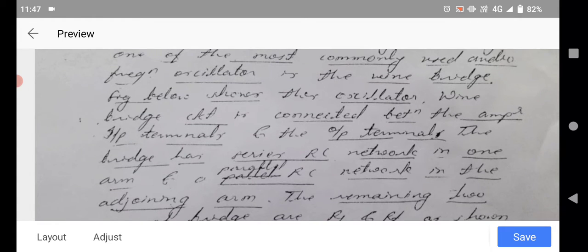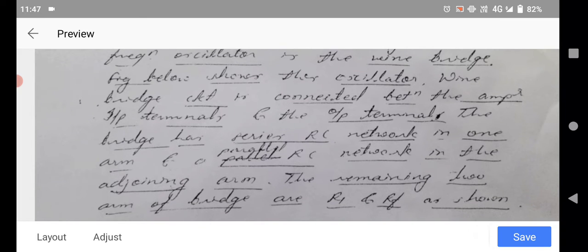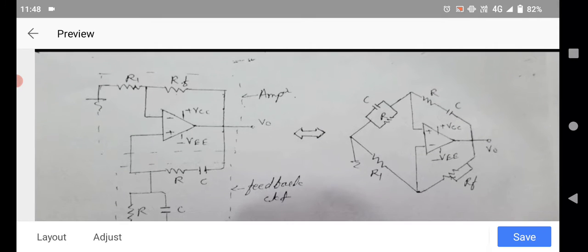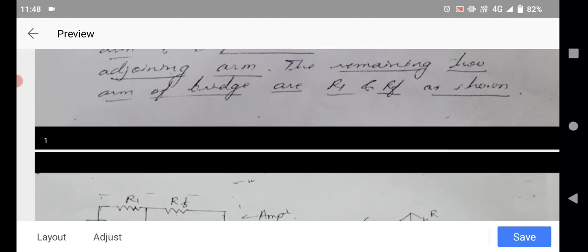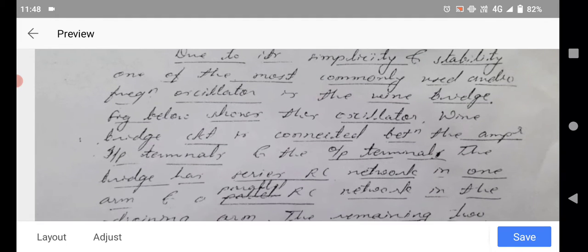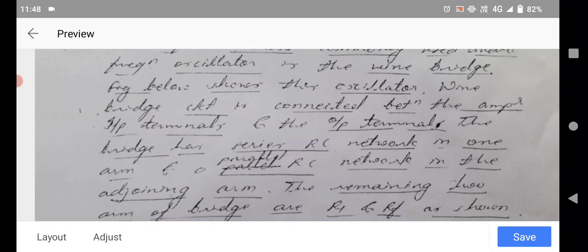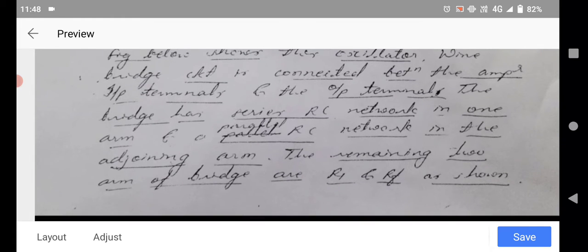The figure below shows the Wien Bridge circuit connected between the amplifier input terminals and the output terminals. Here the connection uses an operational amplifier, and the Wien Bridge oscillator circuit is connected between the op-amp's input and output terminals.